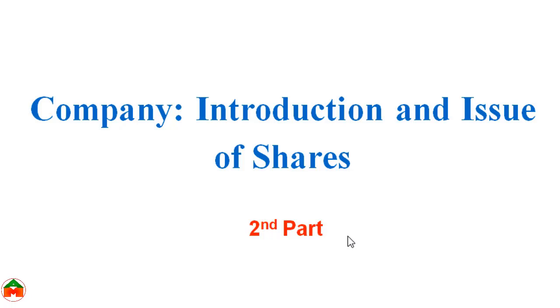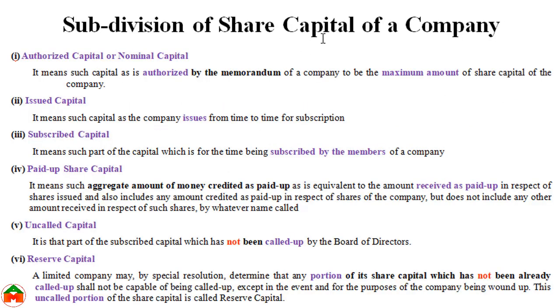Welcome to the second part of the tutorial on company introduction and issue of share. We can see the share capital has a subdivision or subcategory. The first category is authorized capital or nominal capital. Authorized capital is the capital that is authorized by the Securities and Exchange Commission. This is the maximum amount of capital you can raise from the capital market.